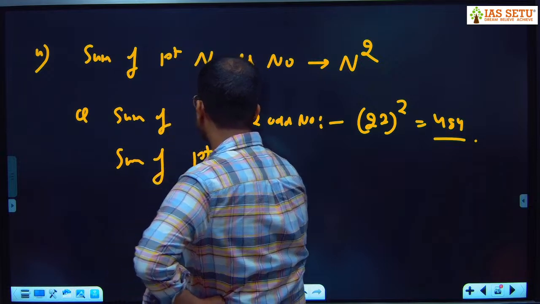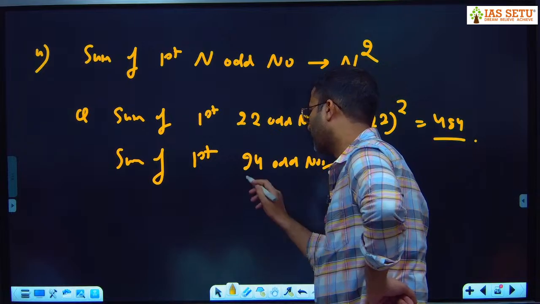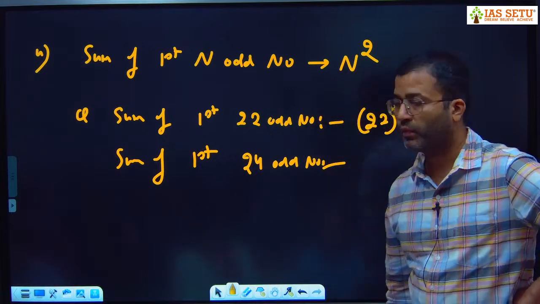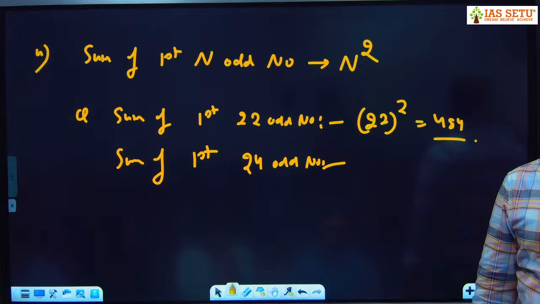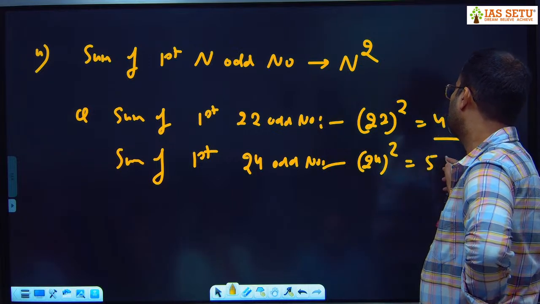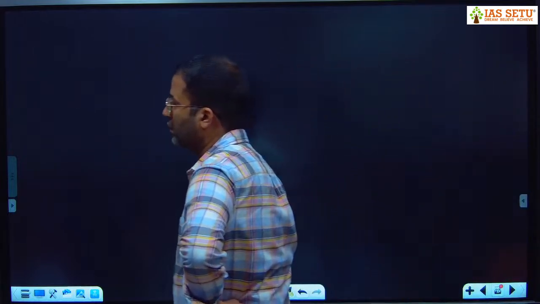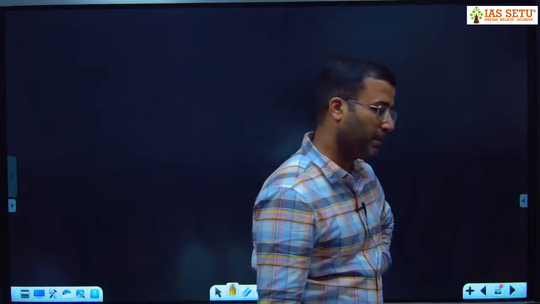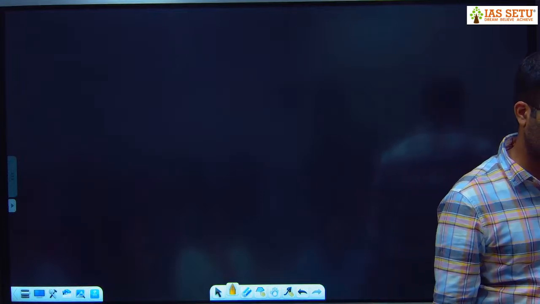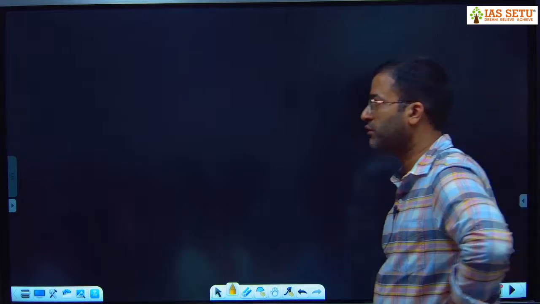Sum of first 24 odd number. 24 square. And what is 24 square? 576. Sum of first 50 odd number. Sum of first 50 odd number. 2500. 50 square 2500.